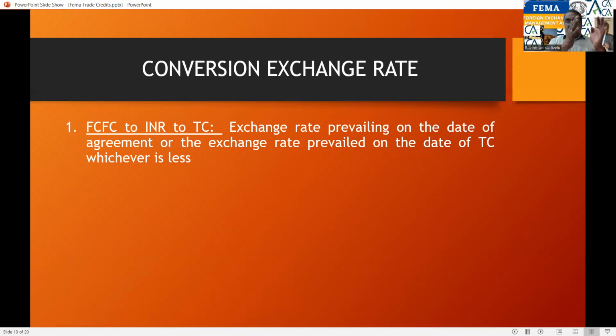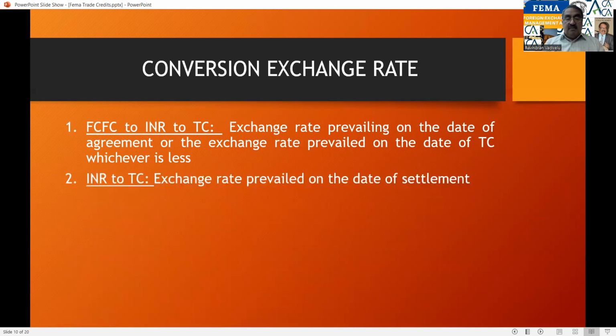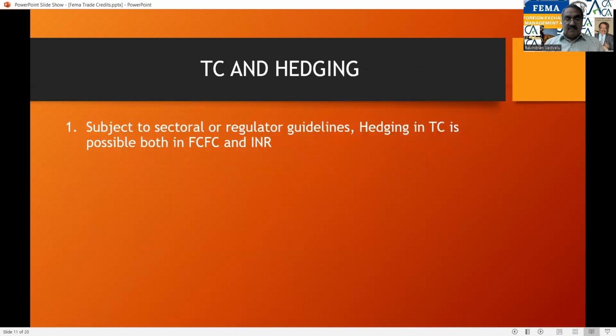you have got foreign exchange, you have to convert it into rupees in India, because every transaction in India you have to carry out only in rupees. So for the date on which you convert, the market rate with reference to the dollar or pound has to be taken as the base. But if it is Indian rupee to trade credit, the exchange rate prevailing on the date of settlement applies.